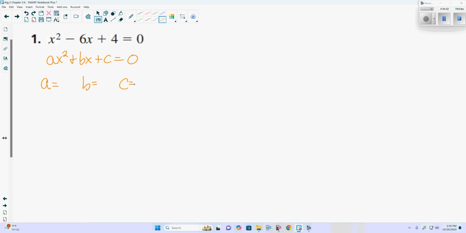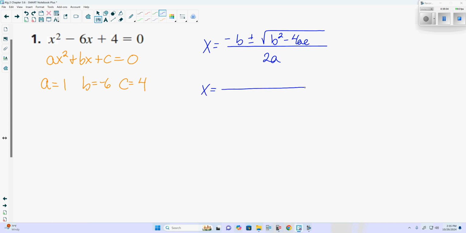All right, guys. ABC. The value of A in this case is? Value of B, negative 6, and C is 4. Negative b plus or minus the square root of b squared minus 4ac all over 2a.